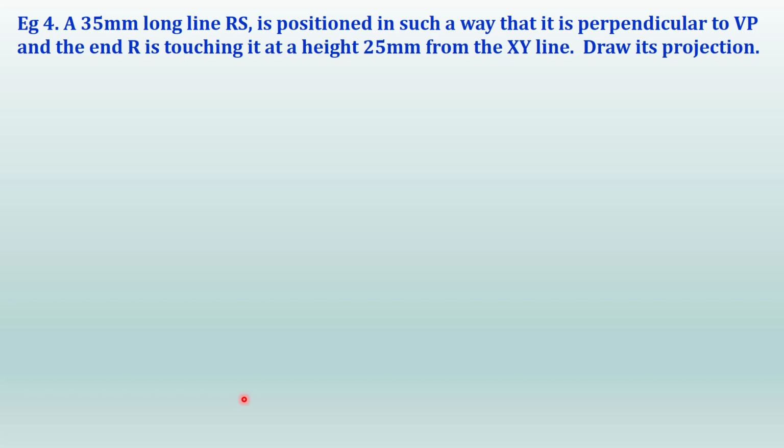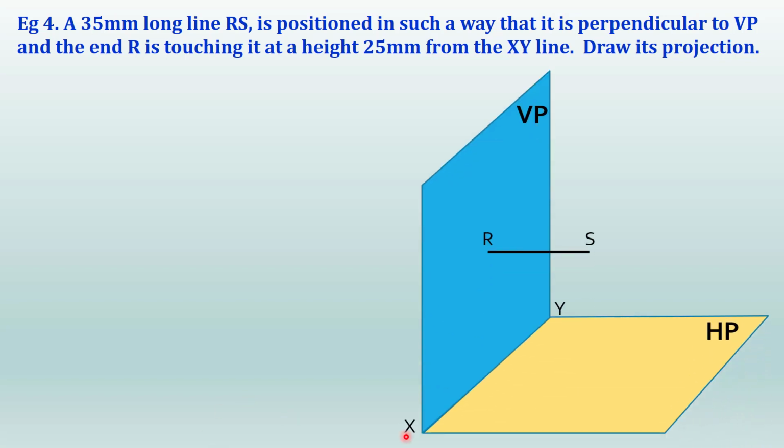The end R of the line is touching. So the line is kept perpendicular to the vertical plane and one end of that line is touching the vertical plane, right? And it is touching at a height of 25 mm from the XY line. See, this is the case. So RS is the line. It is kept perpendicular to the vertical plane, right? And one end of the line is touching the vertical plane. Okay. Now, since this line is parallel to HP, when you look from the top, you will get true length on HP. So the plan will be a vertical line, right? The plan of this one will be a vertical line whose length will be equal to 35 mm.